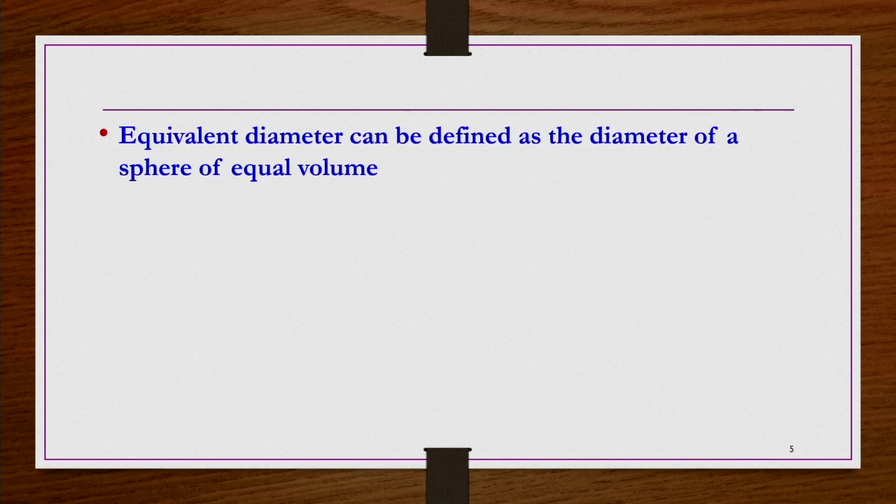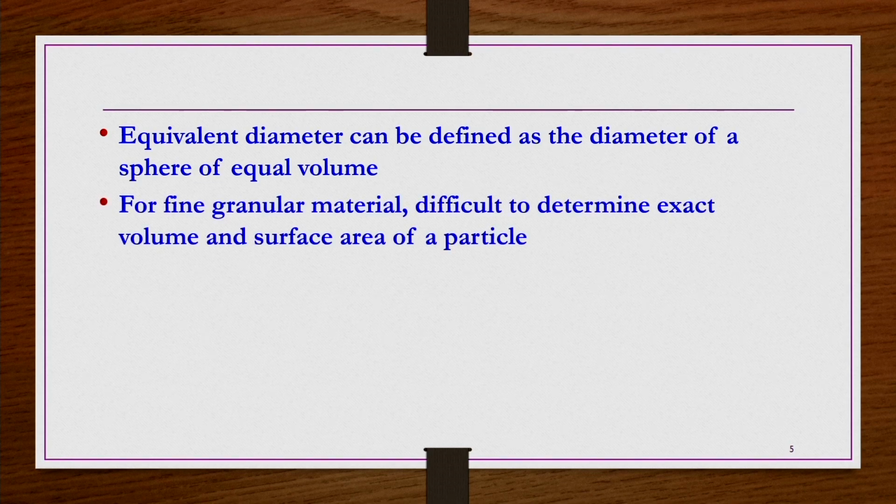So, the equivalent diameter, the dp that we are going to use here in the sphericity calculations, in general we can use the diameter of a sphere of equal volume, or the sphere volume equivalent diameter. That is what we are going to use here in the dp calculation.